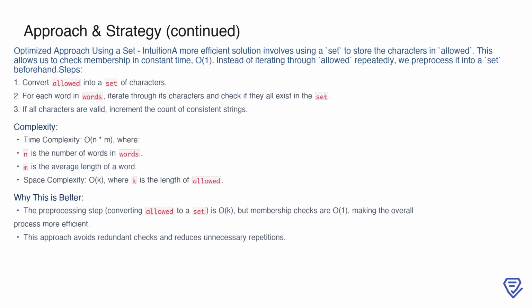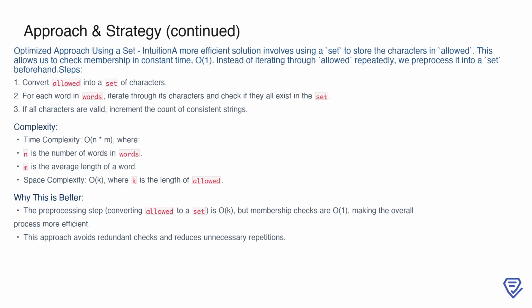Now, let's consider a more efficient solution using a set. Instead of repeatedly checking each character against the allowed string, we can pre-process allowed into a set of characters. This pre-processing step allows us to perform membership checks in constant time, O(1). The process is straightforward. First, we convert allowed into a set.